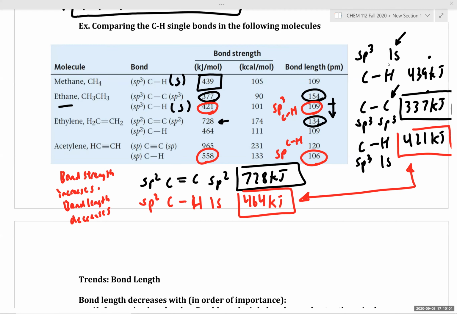So for example, an sp carbon-hydrogen bond is substantially stronger, it has a larger bond enthalpy, it takes more energy to break that bond than an sp2 carbon-hydrogen bond. We also see an appreciable effect on bond length as a function of hybridization, and we will discuss that now.